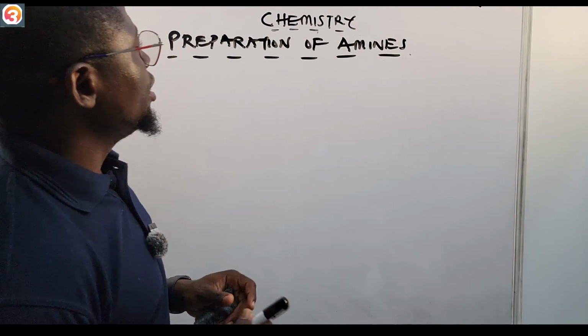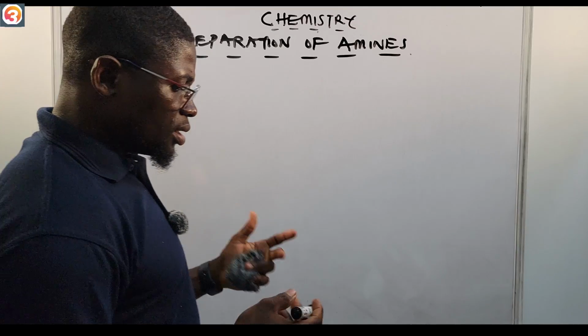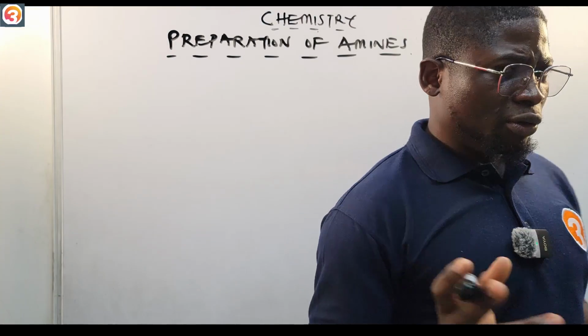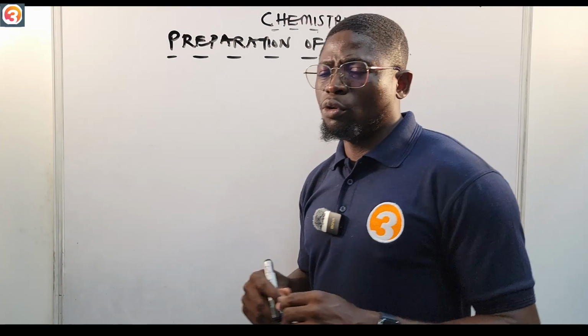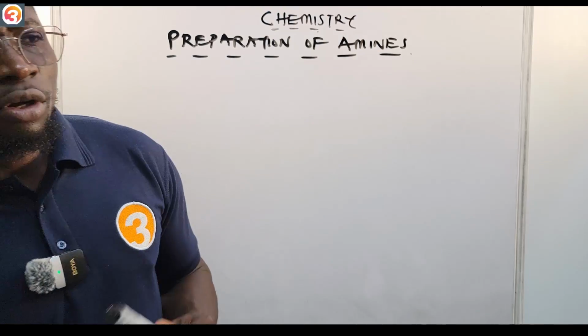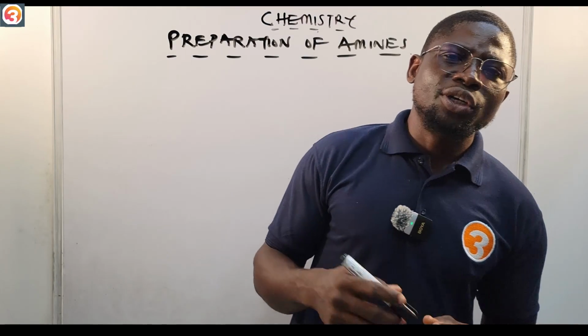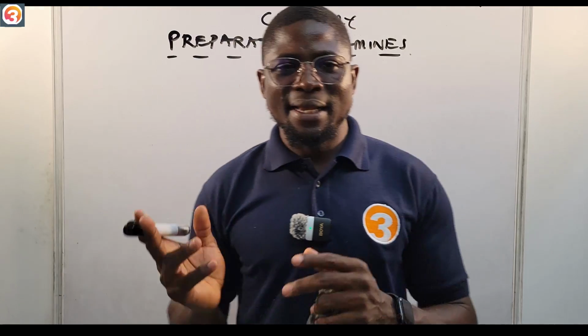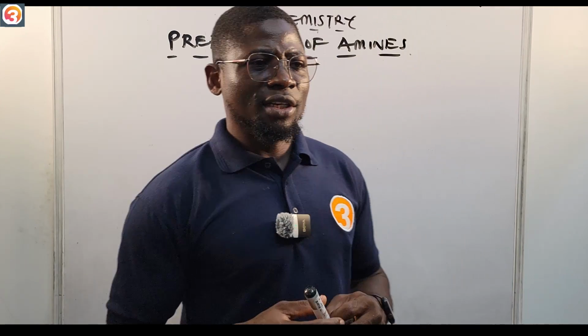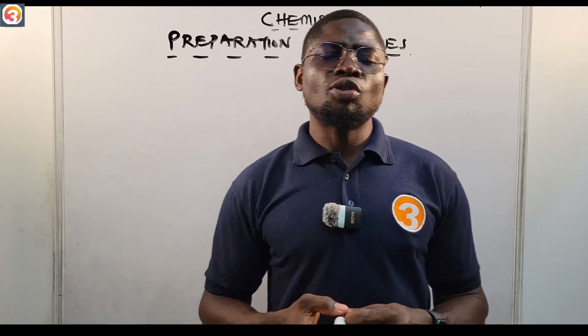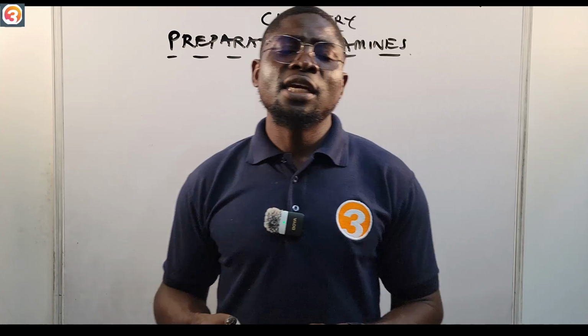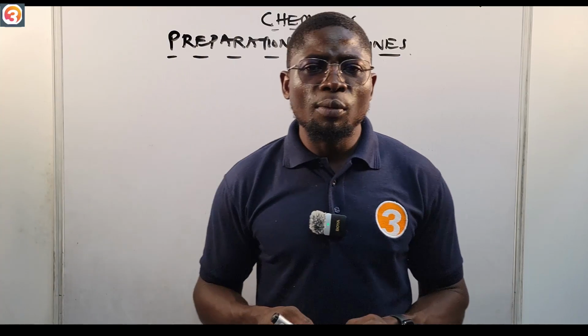Now let's talk about preparation of amines. So amines can be prepared. We are going to basically look at two ways you can use to prepare amines. Okay, so number one is a reduction of amides. When we reduce amides, we get amines. Okay, so this reduction can be done by a very strong reducing agent such as lithium aluminium hydride.